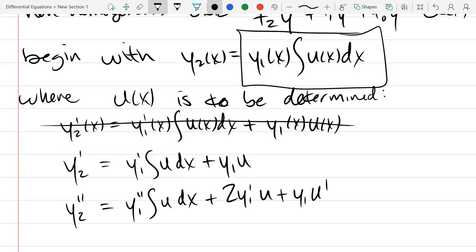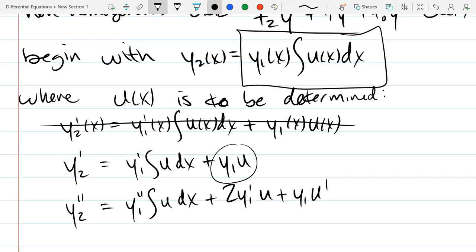So the derivative is y1 prime times that integral plus y1 times the derivative of the integral, which is just u. The derivative will cancel the antiderivative. So this is just y1 times the derivative of the integral. So any questions on that right there?